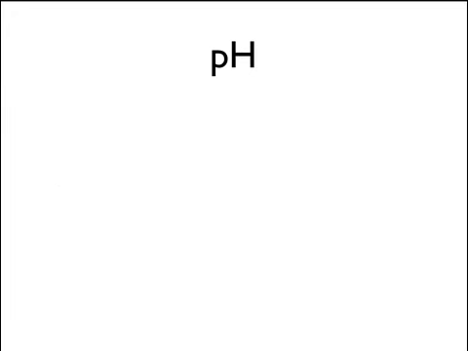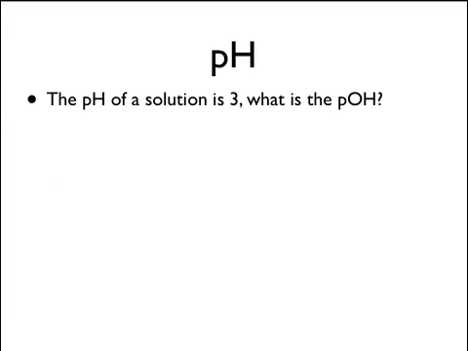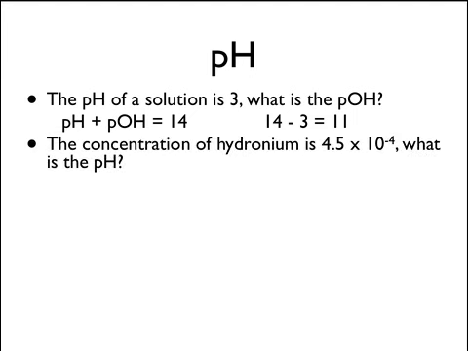So let's try some pH problems. The pH of a solution is 3. What is the pOH? Well, we have to remember that pH plus pOH will always equal 14. So if we have a pH of 3, the pOH when added to 3 must equal 14. So we take 14, subtract 3, and we find the answer is 11. The pOH is 11.